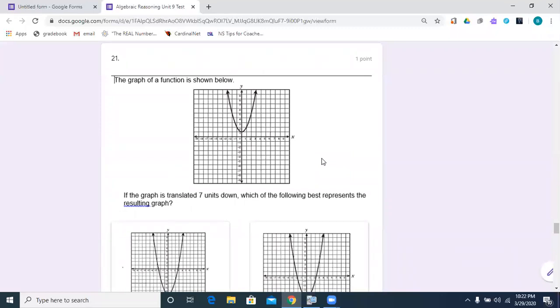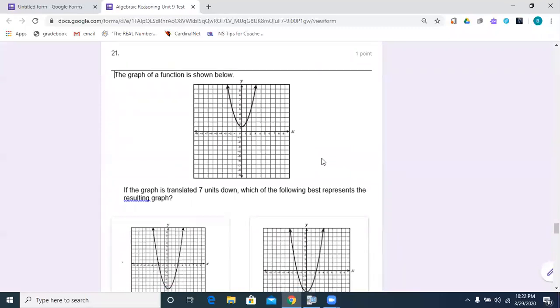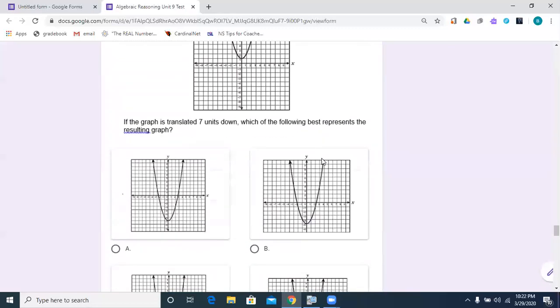Number 21. The graph of a function is shown below. If the graph is translated 7 units down, which of the following best represents the resulting graph?